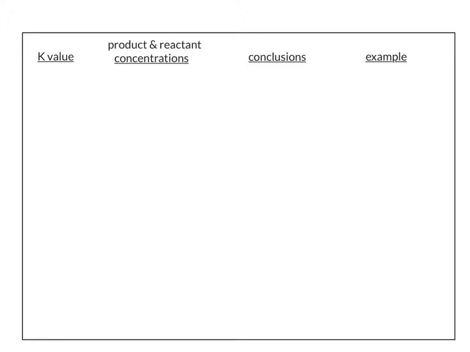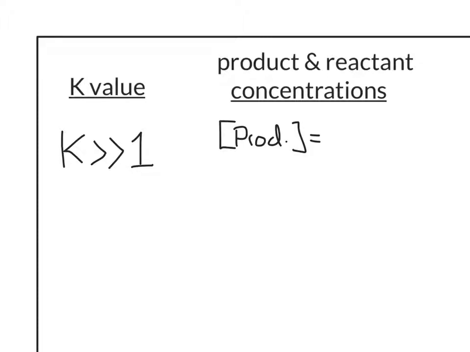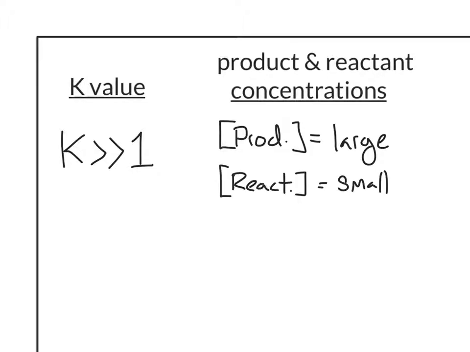Let's start with an example reaction where the equilibrium constant K is much greater than 1. If K is much greater than 1, and K is the ratio of products raised to their stoichiometric coefficients divided by reactants raised to their stoichiometric coefficients, what we know about the product and reactant concentrations is that the product concentration must be very large, and the reactant concentration must be very small, so that when we divide a large number by a small number, we still get a large K value.